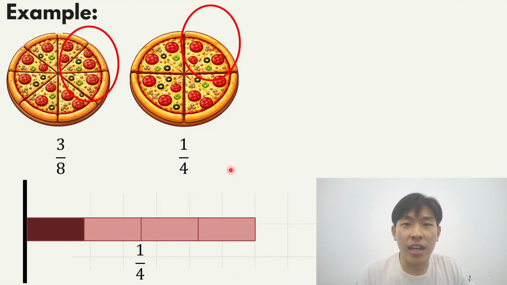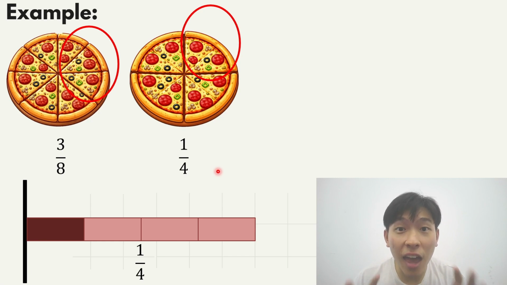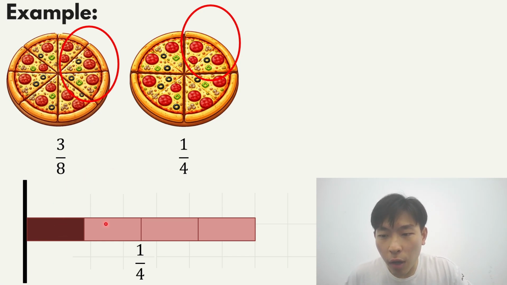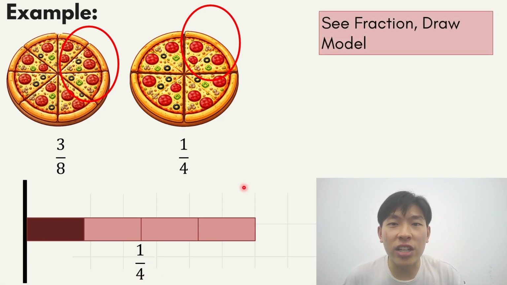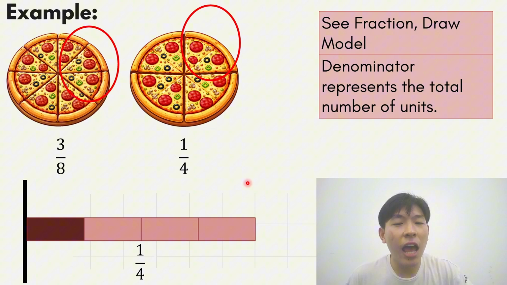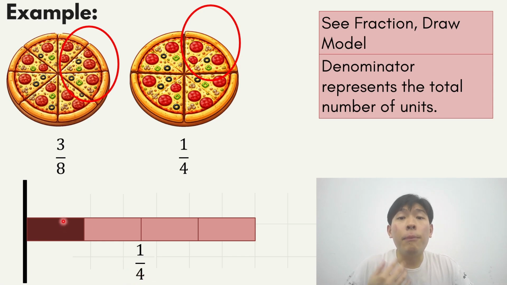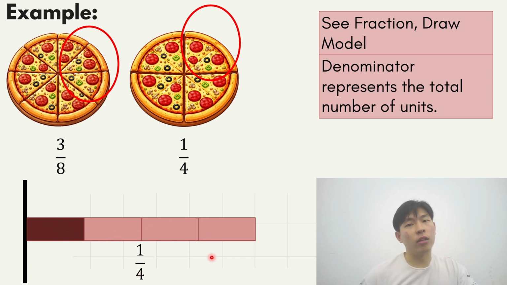Yes. So when we are dealing with fractions, we also can draw a model. It's easier for us to see. I know that I want to draw 4. Out of 4 boxes, I want to choose 1. So 1 over 4. Okay? So, when we see a fraction, we can draw a model. Then, the denominator represents the total number of units. So, this denominator represents the number of boxes that I want to draw.